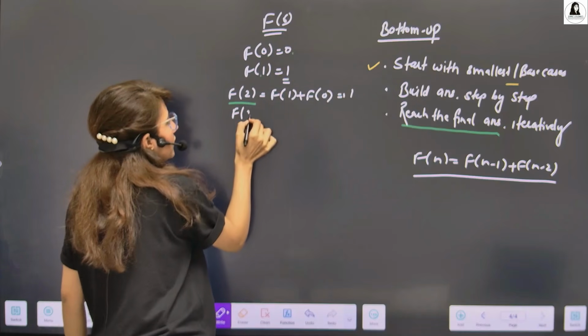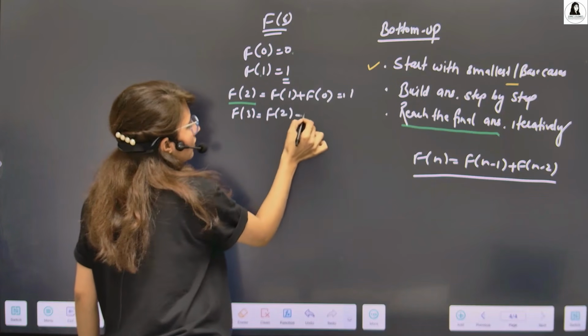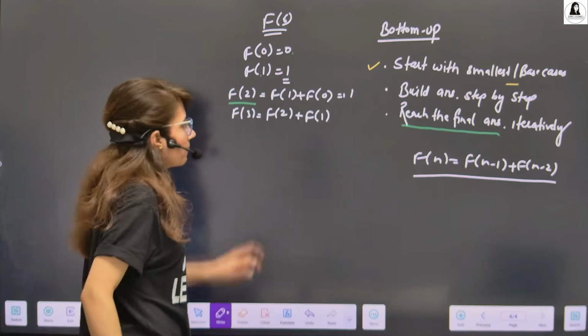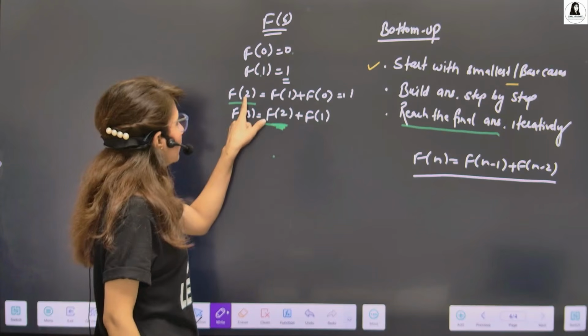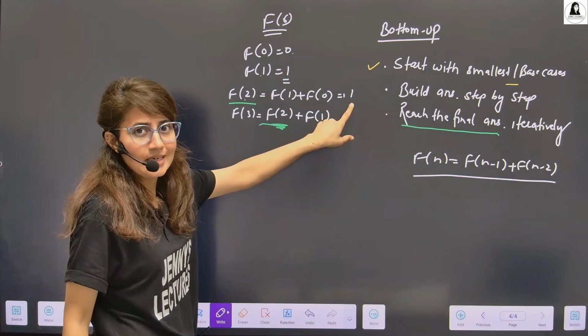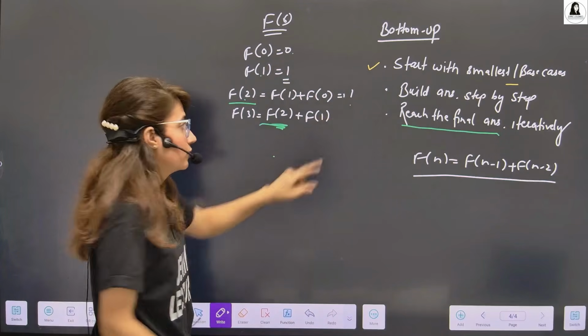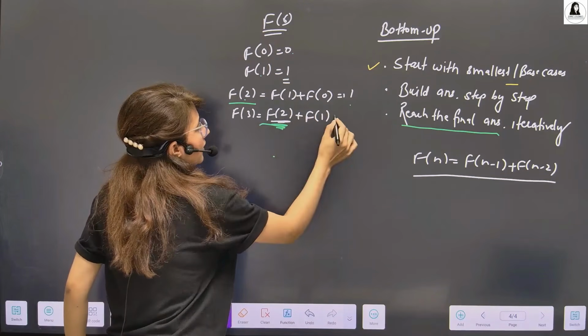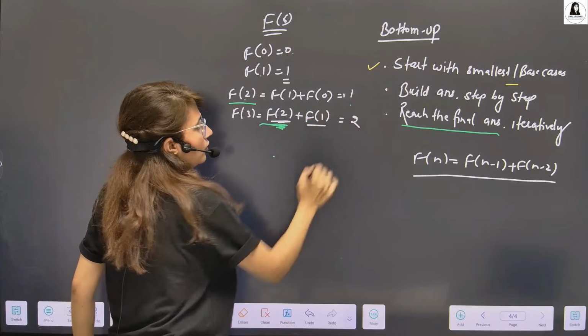Now calculate f of 3. F of 3 will be f of 2 plus f of 1. We know f of 2 is what? 1. We have calculated this. So we store it somewhere in table. So it is known as tabulation also. So we use it. That is 1 plus 1. It will give me 2.